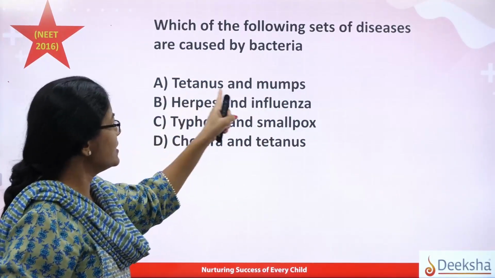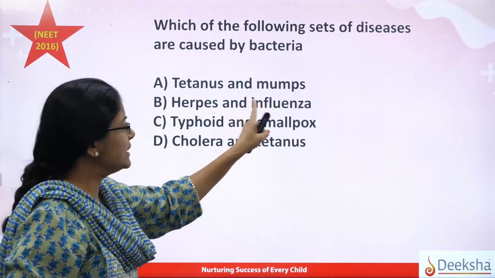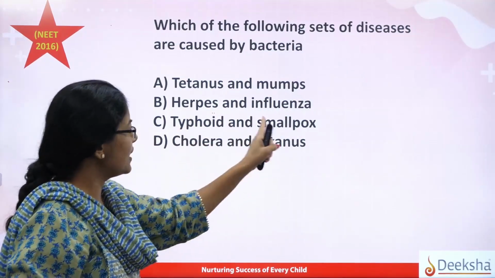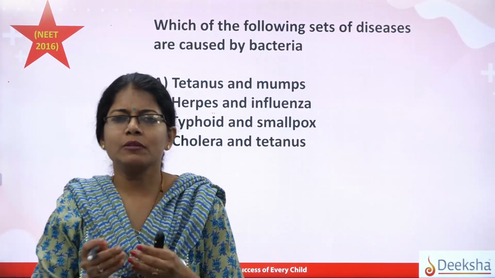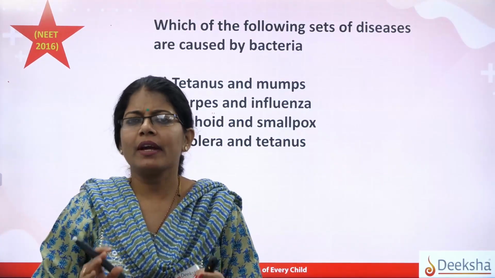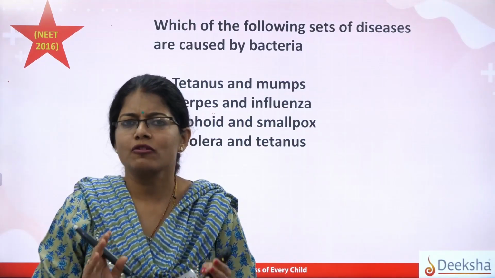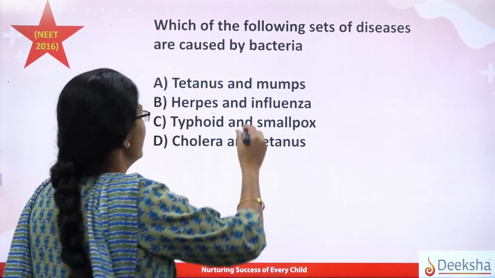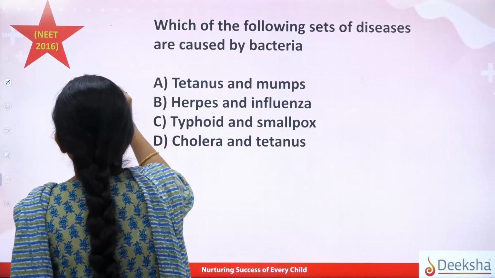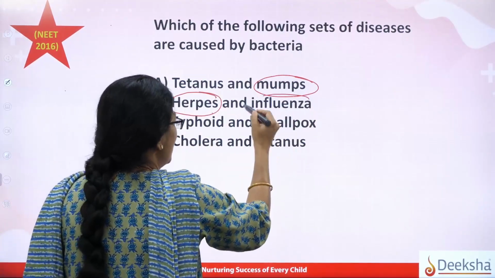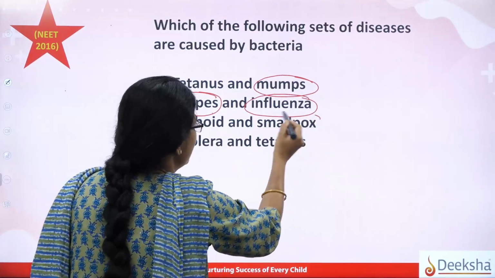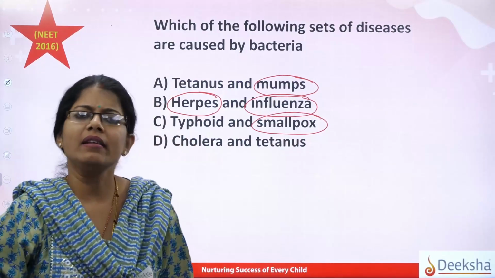Options are tetanus and mumps, herpes and influenza, typhoid and smallpox, cholera and tetanus. Now students, let us make it more simple. Try to strike out the diseases which are actually caused by the viruses. And here they are. First is the mumps virus, causes mumps. Then the herpes, influenza, and the smallpox. So these are the viral diseases.